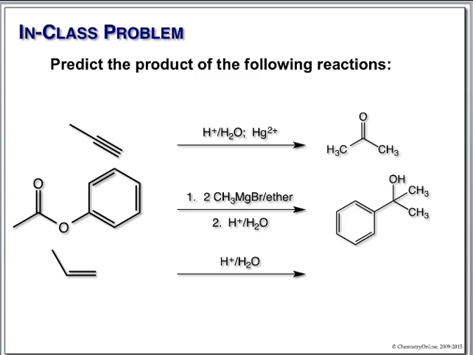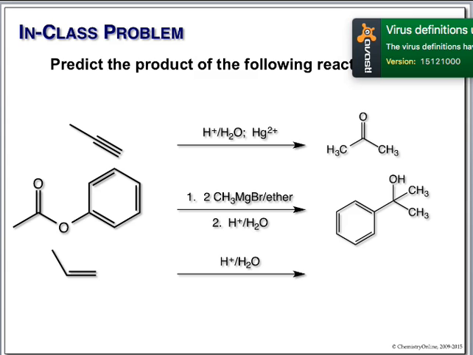Simple hydration of an alkene. How simple can we be? We are just going to add water across. This is going to be a Markovnikov addition, so we will wind up with the secondary alcohol.